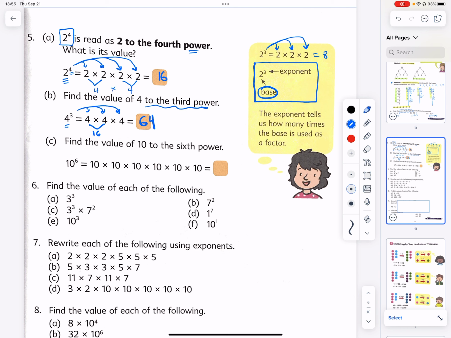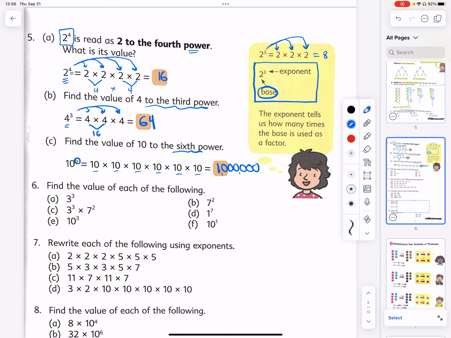Next, part C. Find the value of 10 to the 6th power. Notice the 6th power is this little 6 on top, which means we must multiply this base by itself 1, 2, 3, 4, 5, 6 times. And that results in beautiful 6 zeros. 1, 2, 3, 4, 5, 6, and that is, of course, 1 million. 10 to the 6th power is 1 million.